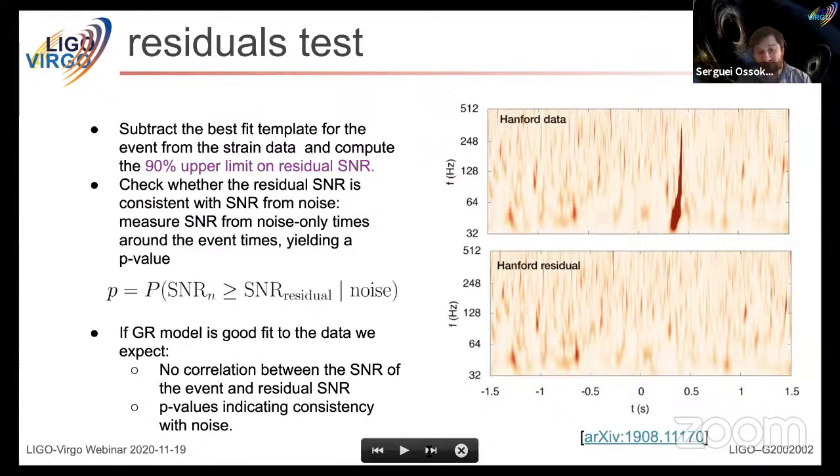So the probability that we can get an SNR equal to or greater than the residual SNR just from noise. Now, if the GR model is a good fit to the data, then we expect two things to happen. First of all, there shouldn't be any correlation between the SNR of the event and the residual SNR, since the residual SNR should be only a function of the state of the detectors at the time. And of course, we should find that the p-values indicate consistency of the residual power with noise. Next slide, please.